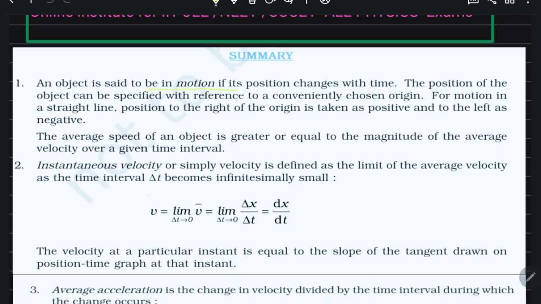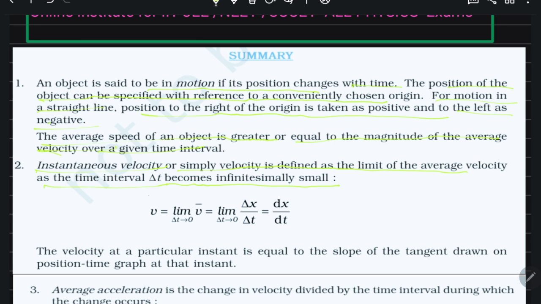An object is said to be in motion if its position changes with time. The position of the object can be specified with reference to a conveniently chosen origin. For motion in a straight line, position to the right of the origin is taken as positive and to the left as negative. The average speed of an object is greater than or equal to the magnitude of the average velocity over a given time interval. Instantaneous velocity, or simply velocity, is defined as the limit of the average velocity as the time interval delta t becomes infinitesimally small.